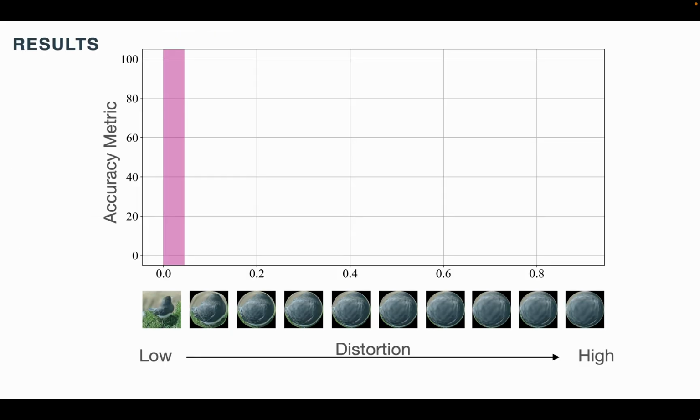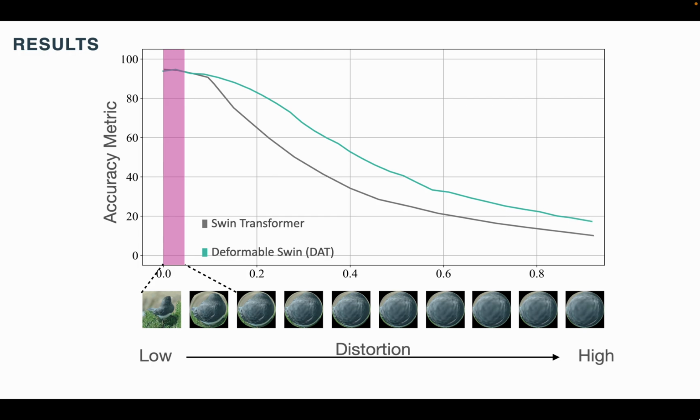We plot an accuracy versus distortion curve, and we train our network on the low distorted images. As you can see, the baseline degrades in performance as we move away from the training distortion. But our network DarSwin outperforms the baseline in generalization to lenses which are not present in the training distortion.